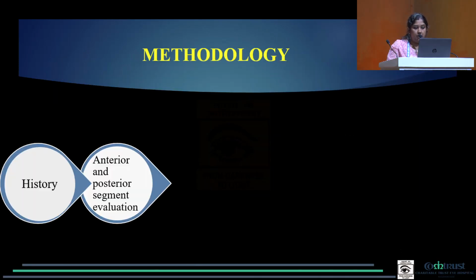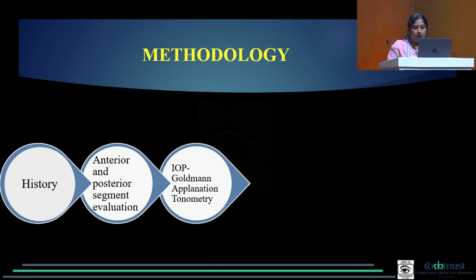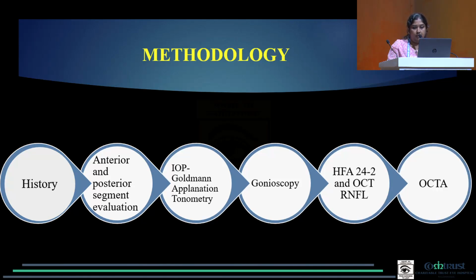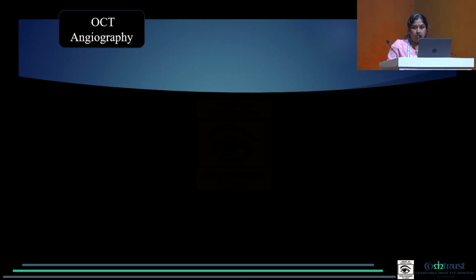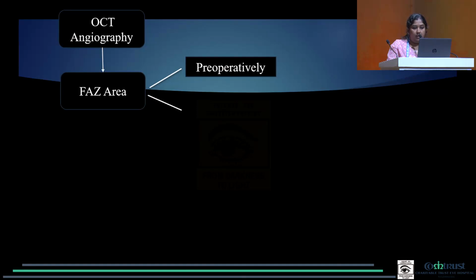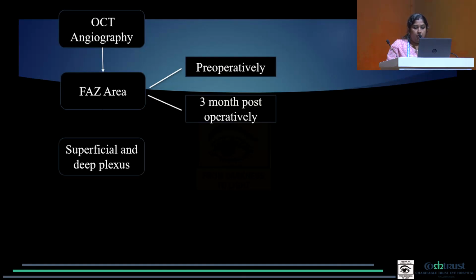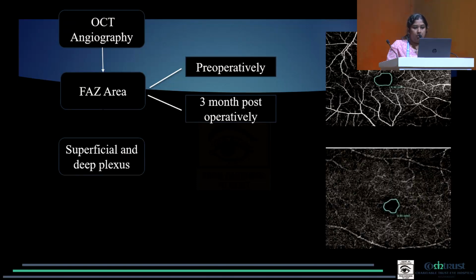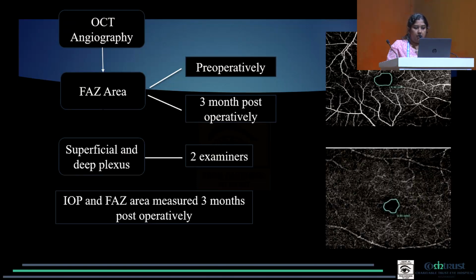A proper detailed history, anterior and posterior segment evaluation, IOP measurement using Goldmann applanation tonometry, gonioscopy, HFA 24-2 and OCT-RNFL, and OCTA was done. OCT angiography was done using Heidelberg Spectralis HRA to assess the FAZ area both pre-operatively and 3 months post-operatively, both in superficial and deep vascular plexus. The area was measured by tracing the inner loci of the capillaries by 2 examiners independently, and the mean value was taken.